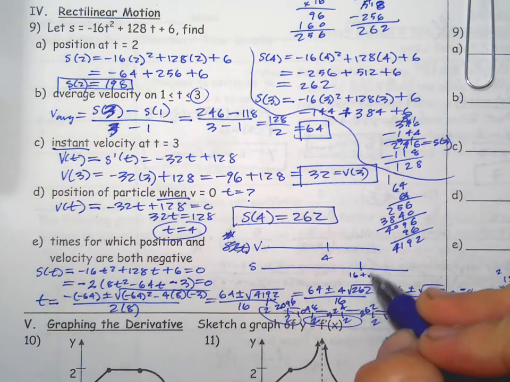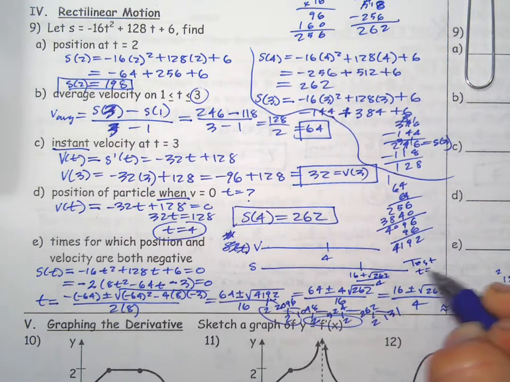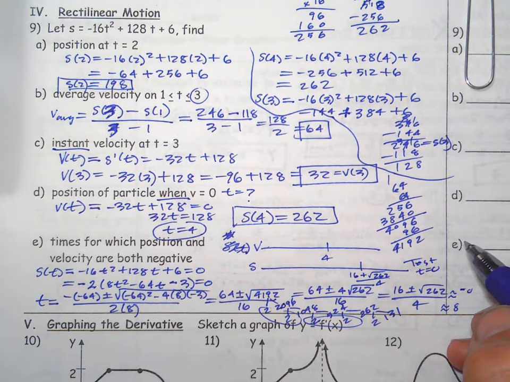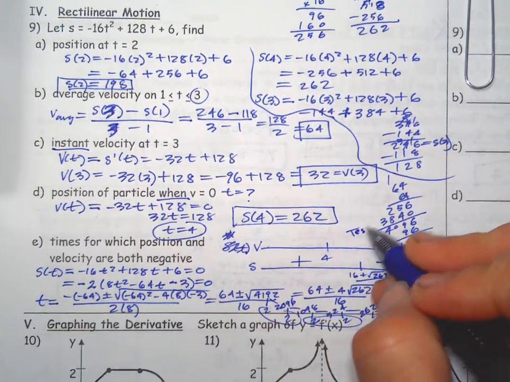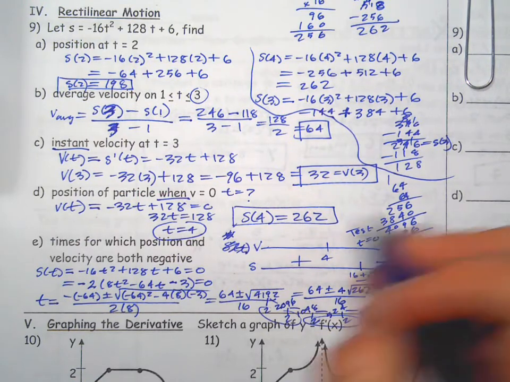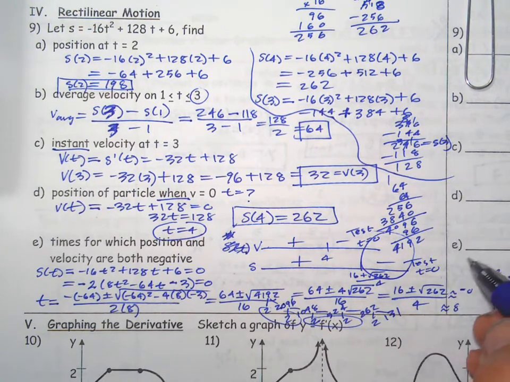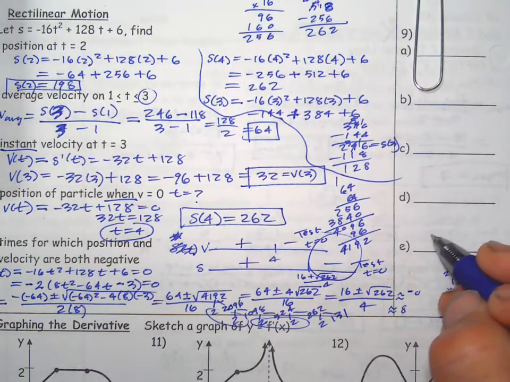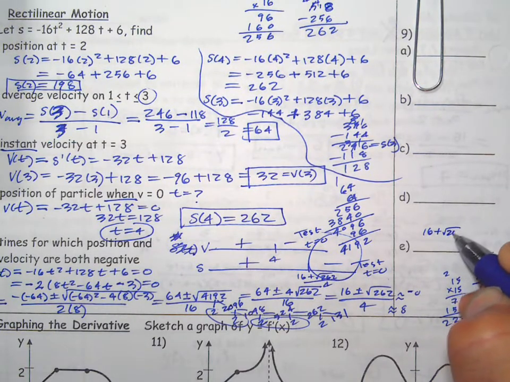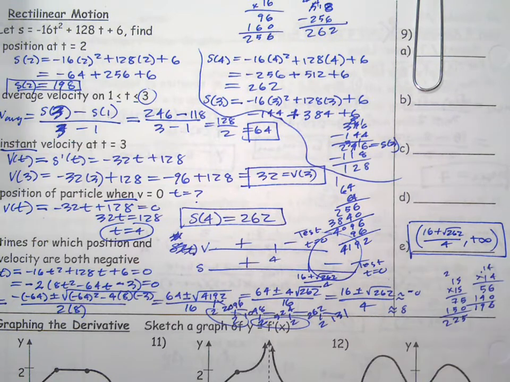16 plus the square root of 262, over 4. Test t equals 0 into your position function, and you get a positive, a negative. Test t equals 0 into the velocity, a positive and negative. So when are they both negative? Over here. We write that in interval notation, from 16 plus the square root of 262 over 4 to infinity. All right, that's kind of gross, a little gross.